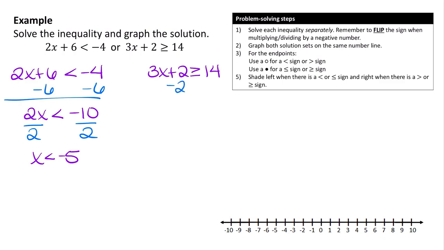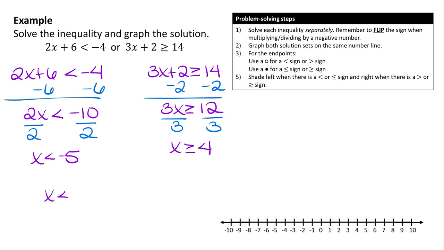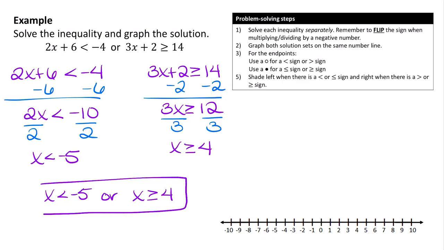So I'm going to start off by subtracting 2 from both sides. So that gives me 3x is greater than or equal to 12. And now I need to divide both sides by 3. And when I do that, I get x is greater than or equal to 4. So my solution is going to be x is less than negative 5, or x is greater than or equal to 4. Okay, so that's how you describe the solution. We need to include that or there.